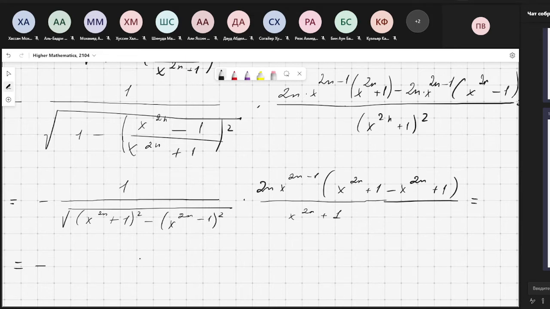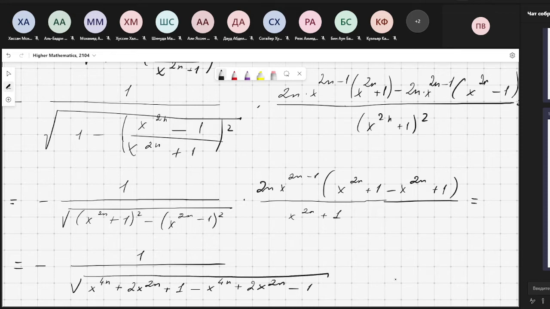Here minus 1 over square root of x to the power of 4n plus 2x to the power of 2n plus 1 minus x to the power of 4n plus 2x to the power of 2n minus 1, open bracket, multiply by 2 times 2 is 4, n x to the power of 2n minus 1, here x to the power of 2n plus 1.